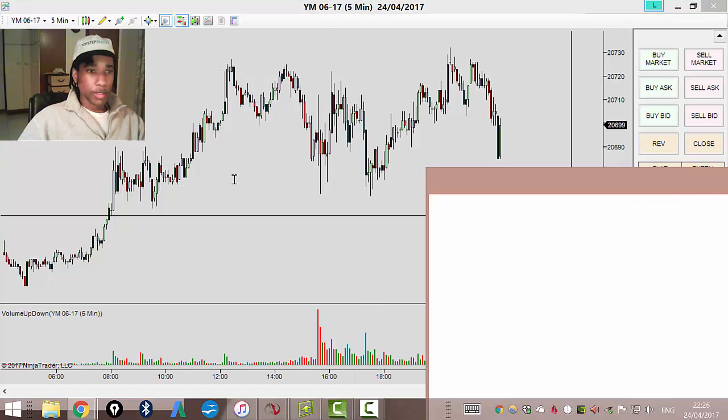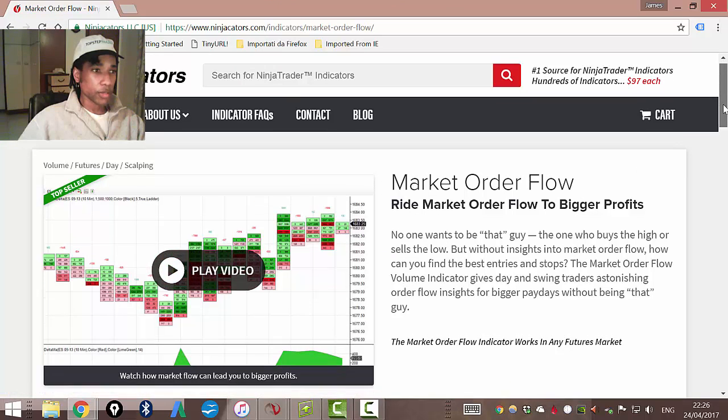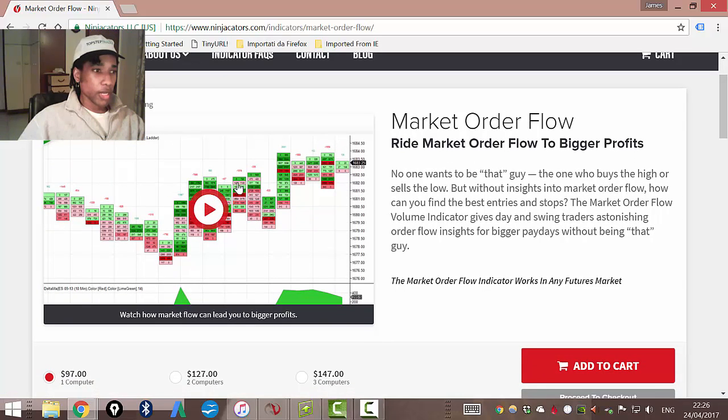So I think it's probably going to be time for something like this, market order flow, this Ninjacator for $97. And this will allow me to, rather than doing it on the fly in my head and remembering where big orders took place, simply have this and it will collate those, calculate those values for me and add them to each side, to the bid and to the ask side.